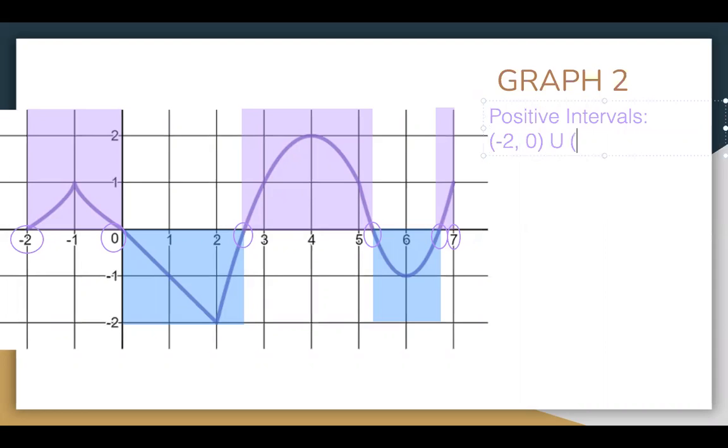-2 to 0, 2.5 to 5.2, 6.7 to 7. Bring that back. And these decimals might be slightly different from the ones you got, as long as they're around that number. Now our negative intervals, and we're starting at 0 now, and going to 2.5, starting at 5.2, and going to 6.7.